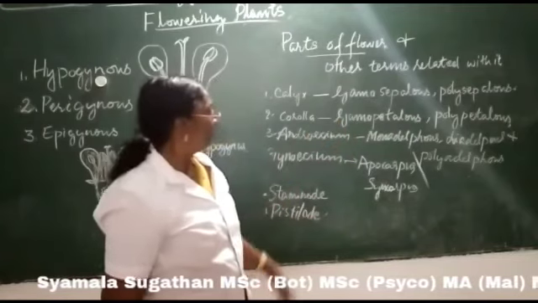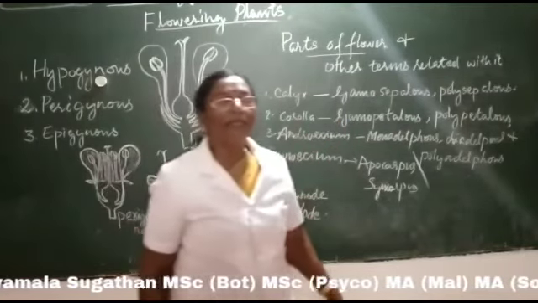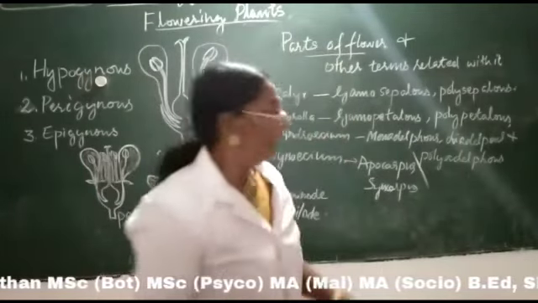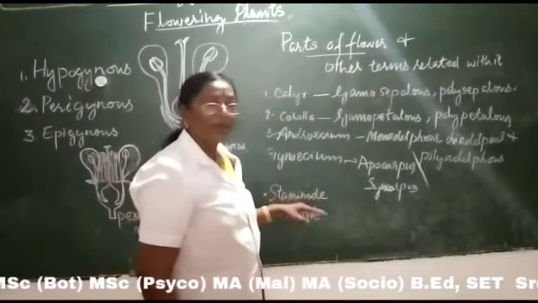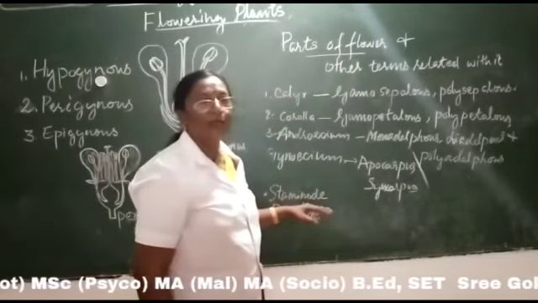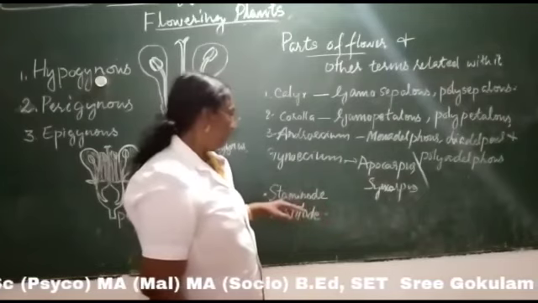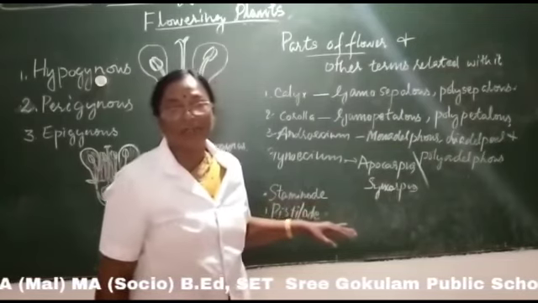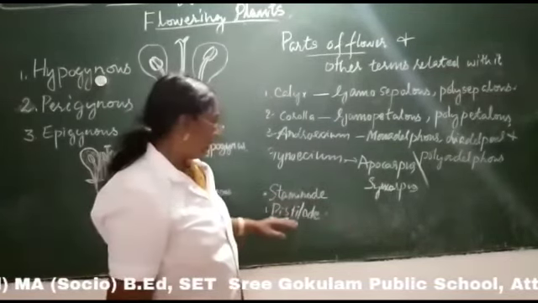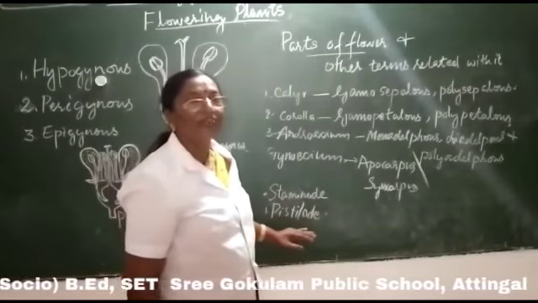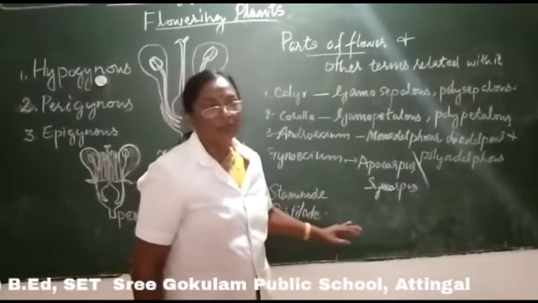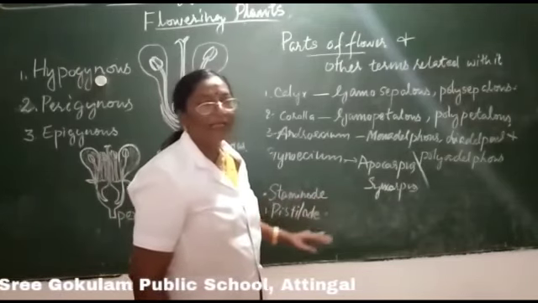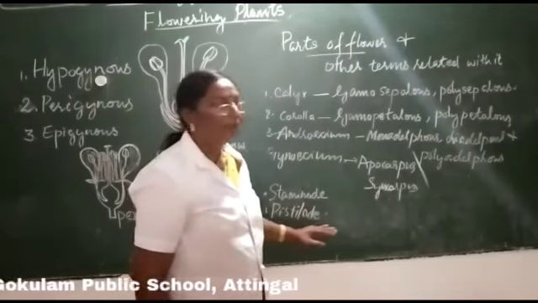And then two more terms are there, staminode and pistillode. In certain flowers the stamens are reduced and sterile, and such sterile stamens are known as staminode. And when the pistil is sterile, it is called pistillode. Sterile stamen, staminode; sterile pistil, pistillode.